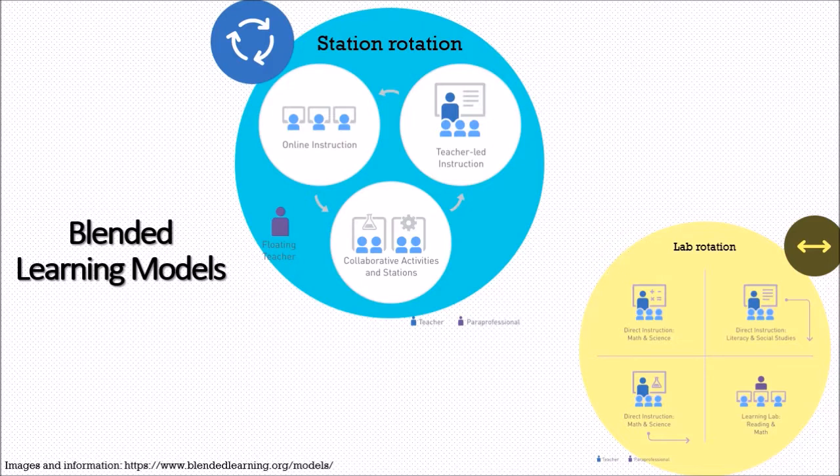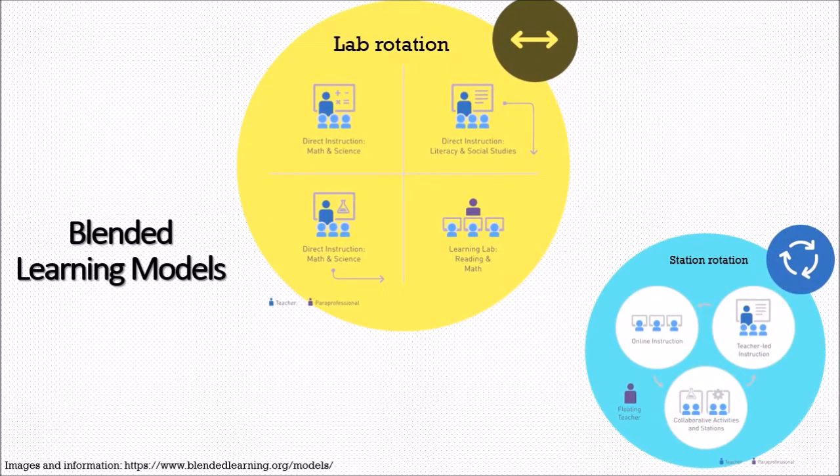The station rotation is a model that allows students to rotate through stations on a fixed schedule, where at least one of the stations is an online learning station. This model is most common in elementary schools because teachers are already familiar rotating in centers or stations.